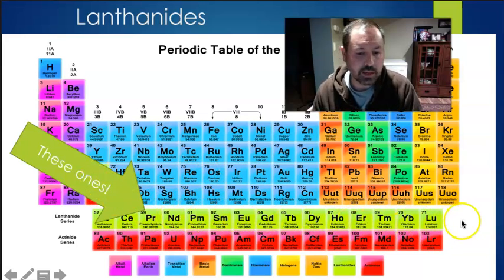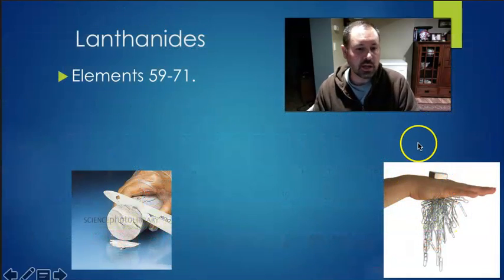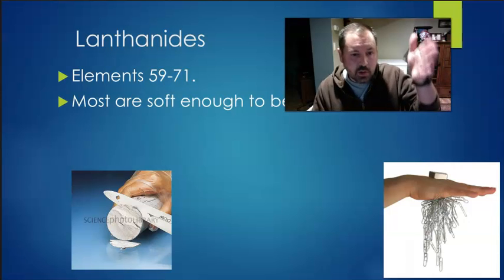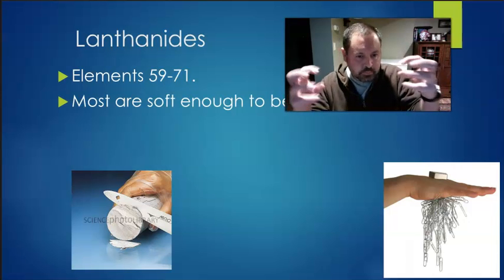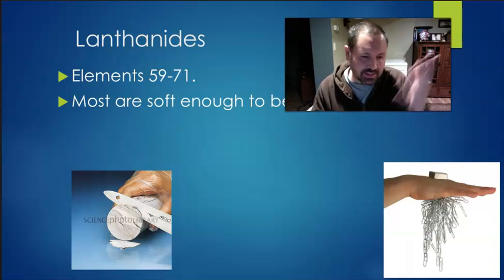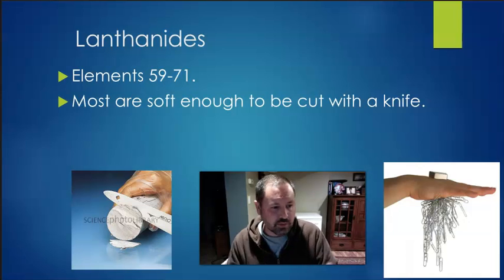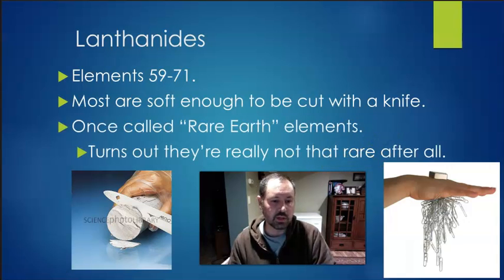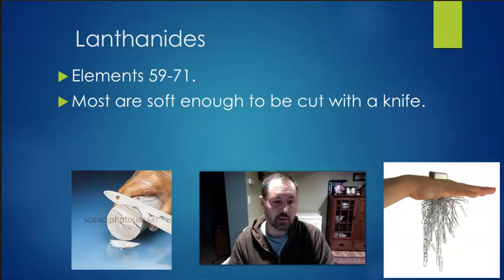What's the big deal about the lanthanides? Well, let's talk about the lanthanides. They're not a family because they don't go up and down, but they are their own. They're not their own period, but they're their own group, I guess. Not necessarily a group, but their own sector of elements. It's elements 59 through 71, down towards the bottom of the periodic chart, and most of them are soft enough to be cut with a knife. And they used to be called rare earth elements. Why? Because people thought they were rare. But they're really not that rare.